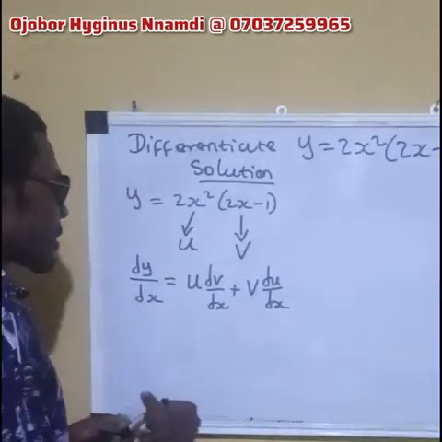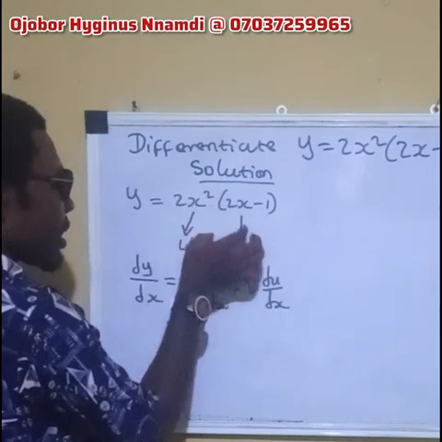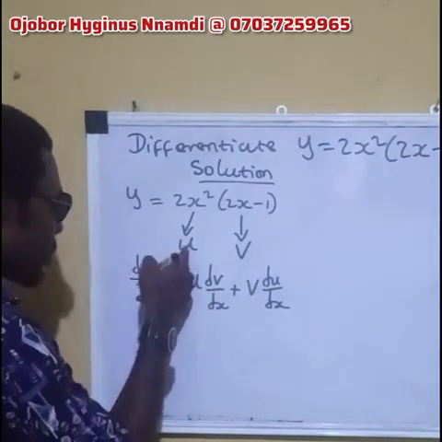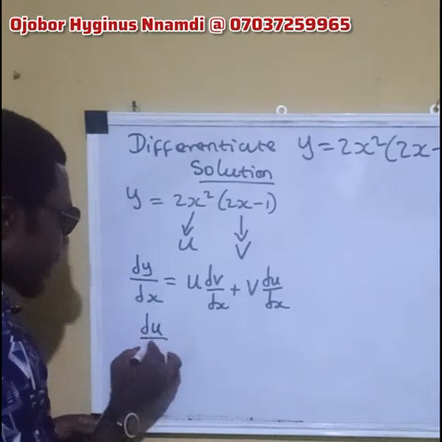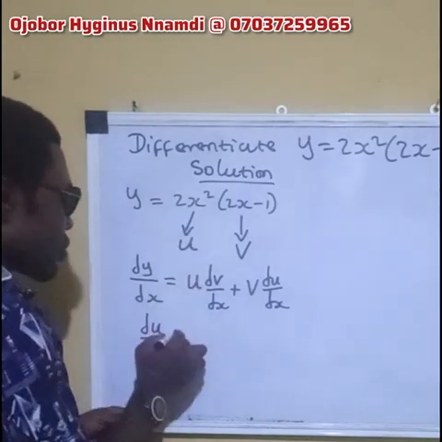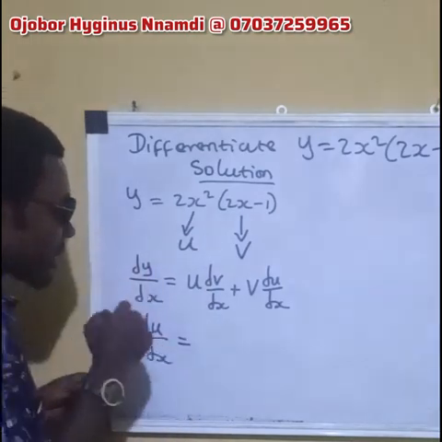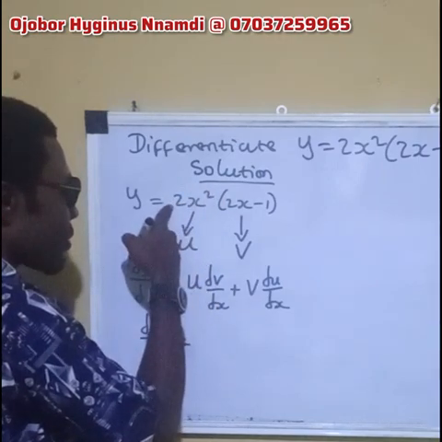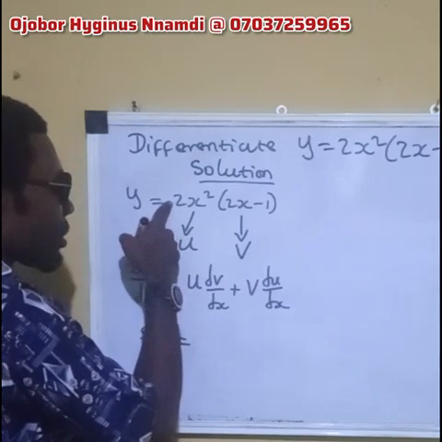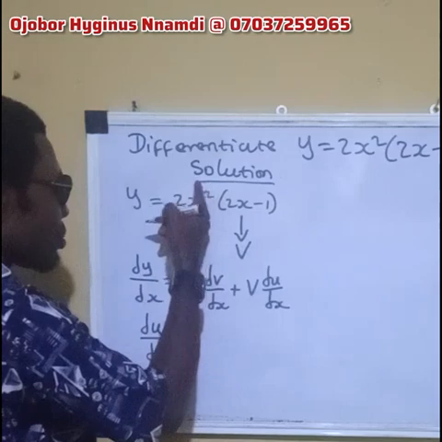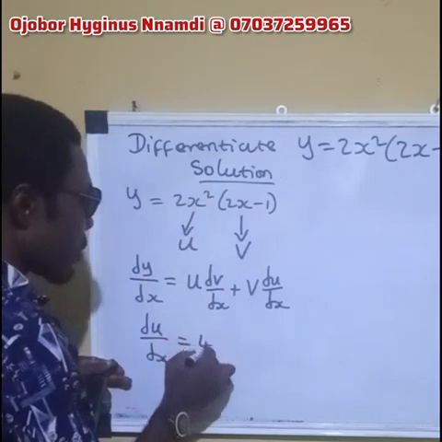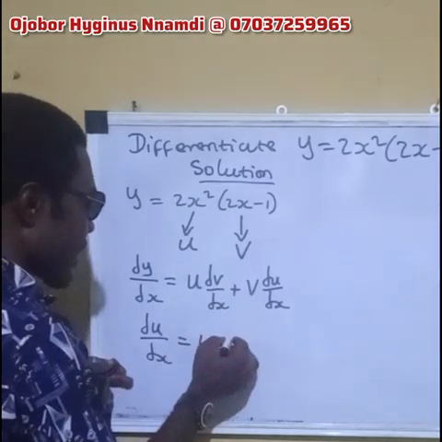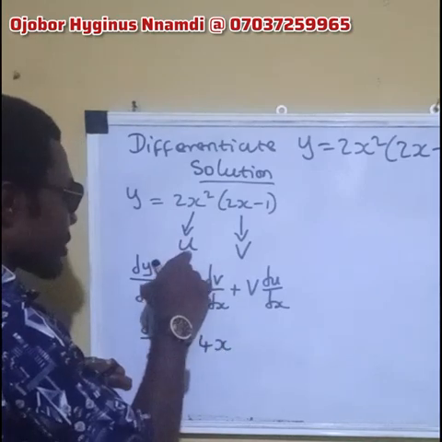Okay, if that is the case, and we have seen that our u is 2x squared and our v is 2x minus 1, so if we differentiate u with respect to x, in differentiating a term, what you do is to multiply the power of the variable by the coefficient. That is 2 multiplied by this coefficient 2 will give us 4, and then subtract 1 from the power. 2 minus 1 will give us 1. So we have 4x as our du over dx, since this is u.